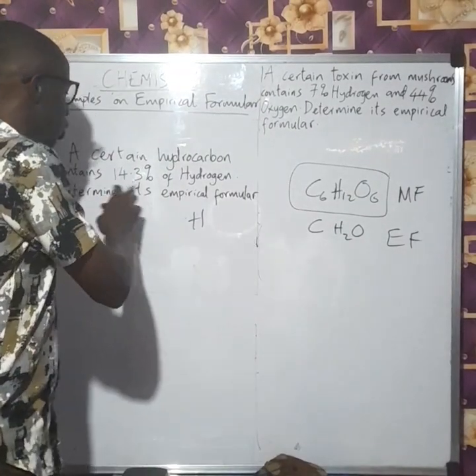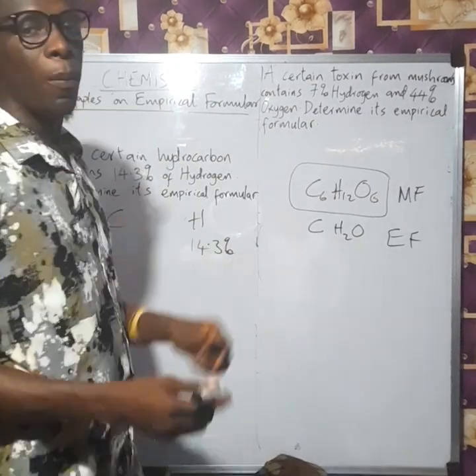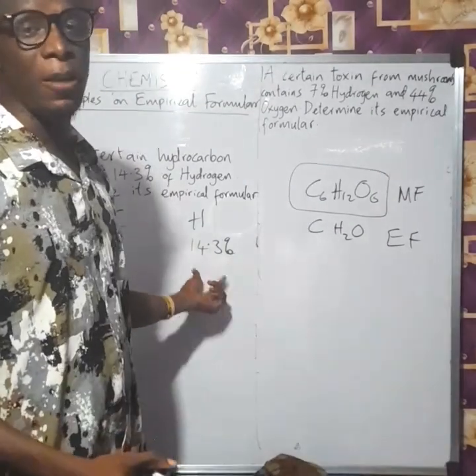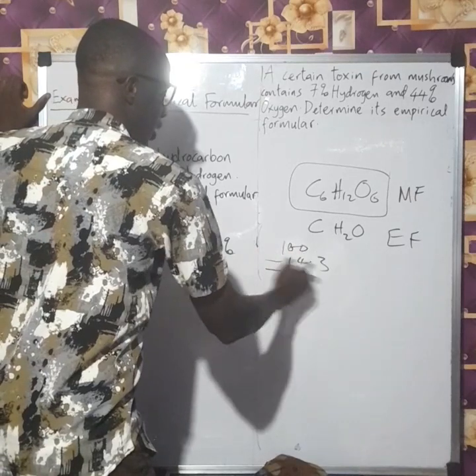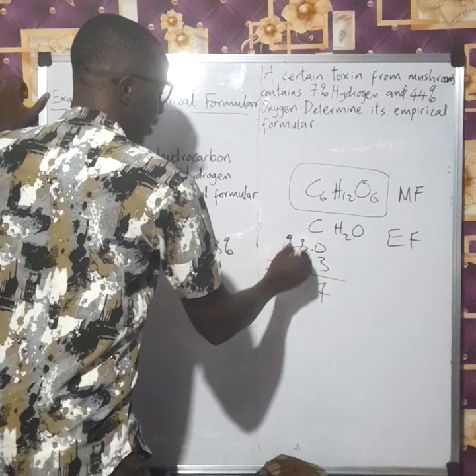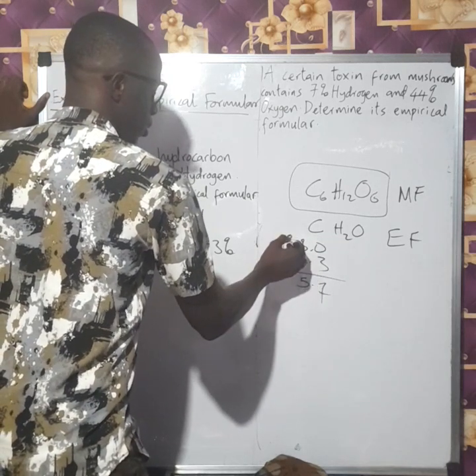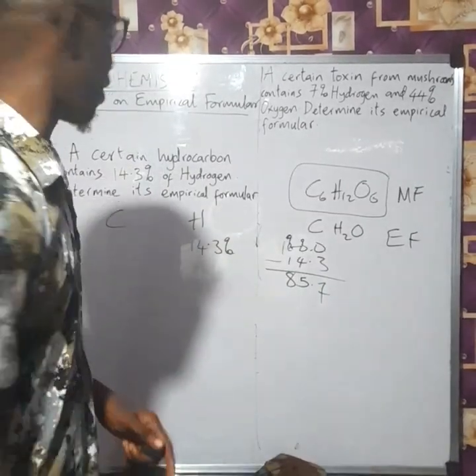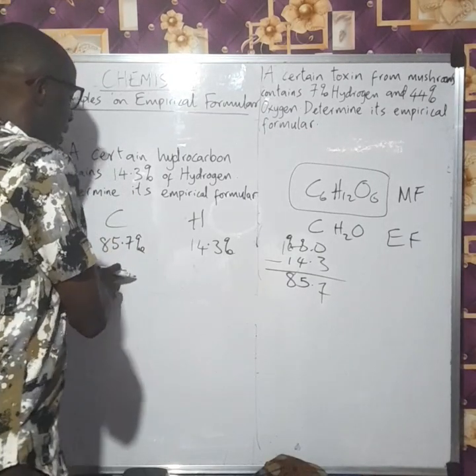Therefore, if we look at this question, hydrogen has 14.3%. And we know from our basic mathematics that percent means in each 100. Therefore, we remove 14.3 from 100, so 100 minus 14.3 gives 85.7. So this is 85.7% for carbon here, right?